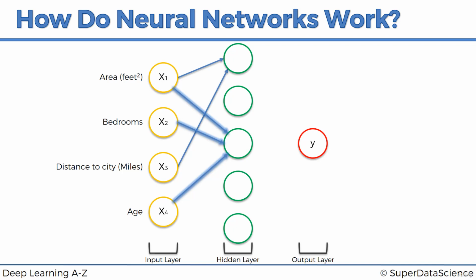That in that market, that is valuable. So that neuron has picked that up. It knows that, okay, this is what I'm going to be looking for. I don't care about the distance to the city in miles, wherever it is, as long as it has high area, lots of bedrooms. As soon as that criteria is met, the neuron fires up.